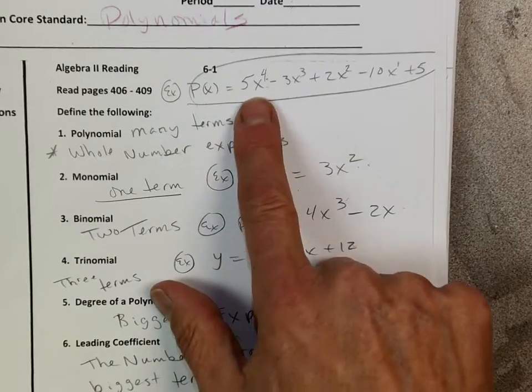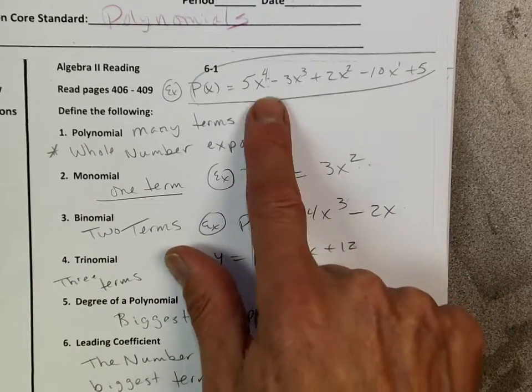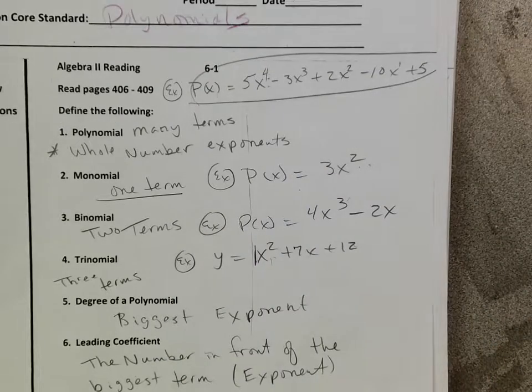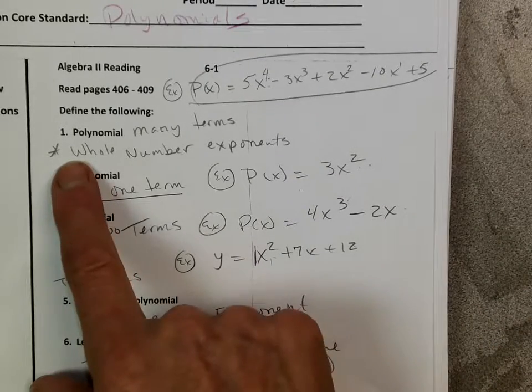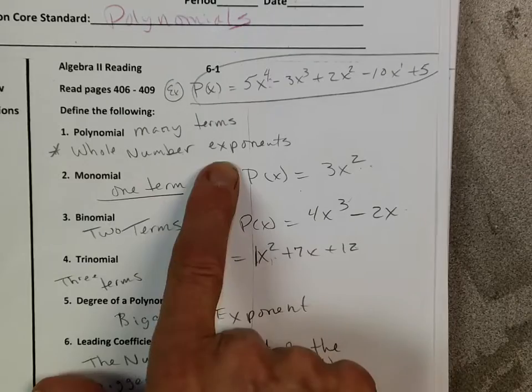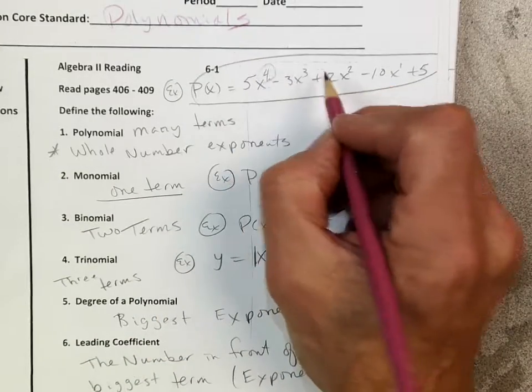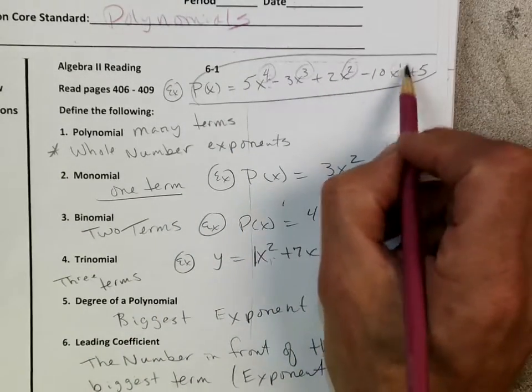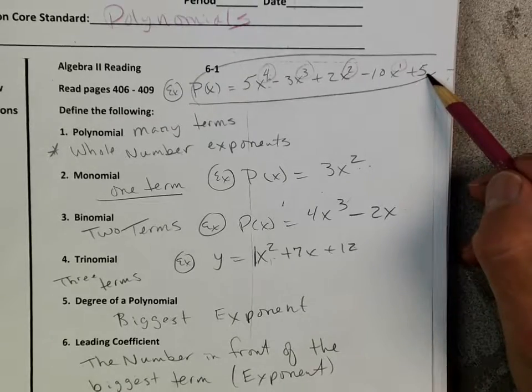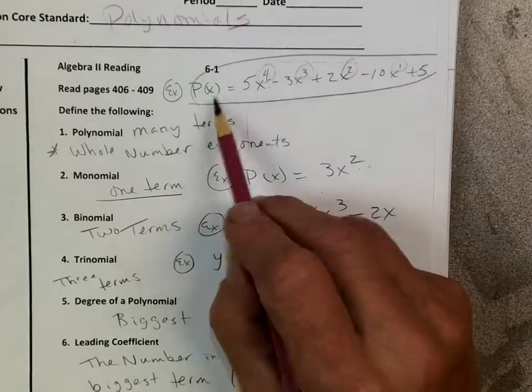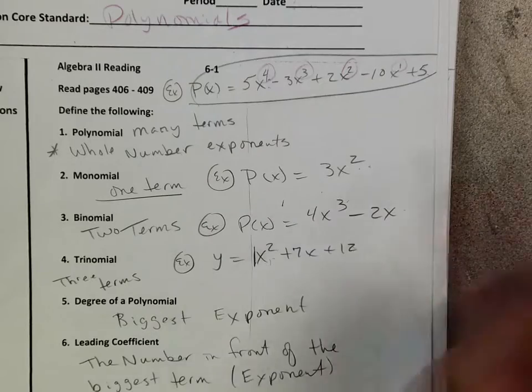If I look at my example, it's got lots of different terms, and terms are separated by plus or minuses. We know in a polynomial we have to have whole number exponents. That means that the exponents must be whole numbers. And this has an exponent of 0, okay? Can't be negative exponents, can't be fractional exponents, it has to be just regular whole numbers.